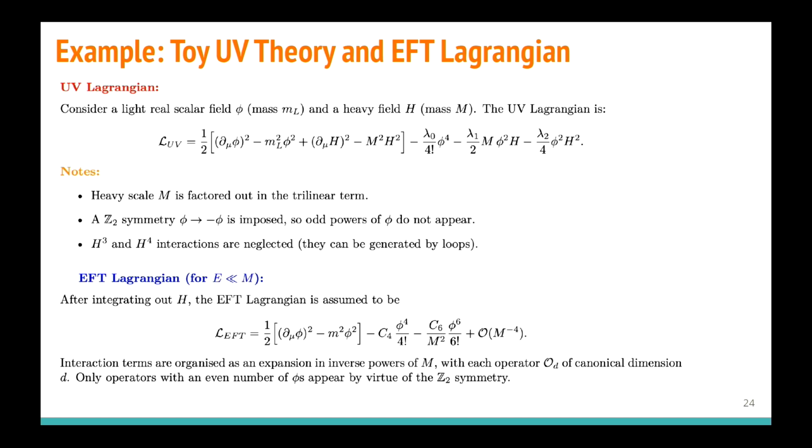So a Z2 symmetry, a reflection symmetry, has been imposed. When phi goes to minus phi, we have the exact same Lagrangian, so no odd powers of phi appear. You can also see that I have not gone beyond h squared, even though I have written down phi to the power 4; I have not written down anything like h cube or h4. However, if you just draw a simple loop, you will be able to see that at loop level h cube and h4 terms can be generated.